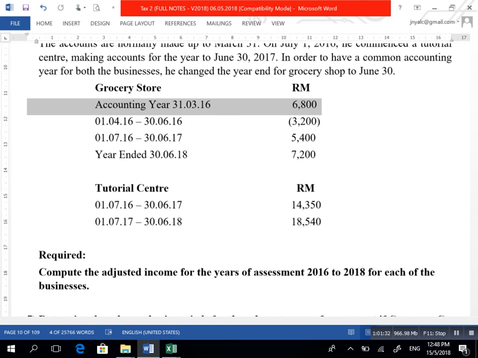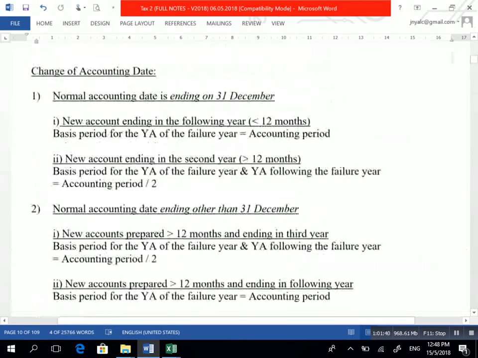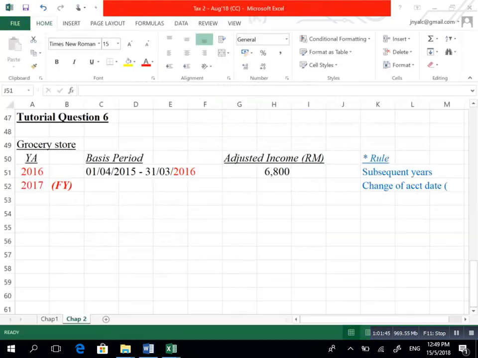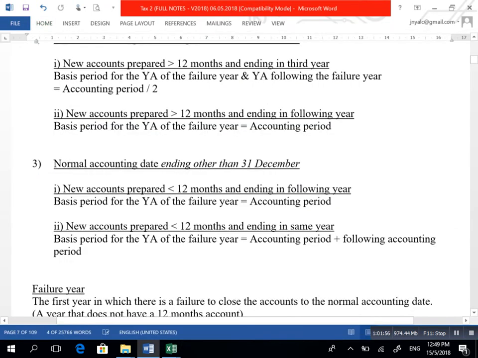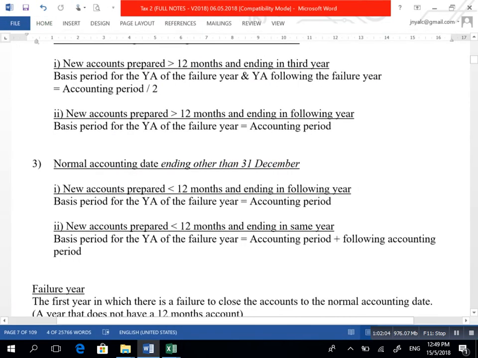Okay, so now what did they say about the basis period for this category? The basis period for the YA of the final year, your final year is 2017, right? So this final year must be the accounting period plus the following accounting period. So currently this is a year of change, right? So this accounting period, please add up with this accounting period. Both of these added together, you will definitely have more than 12 months already. 3 plus 12, you have a total of 15 months basis period.